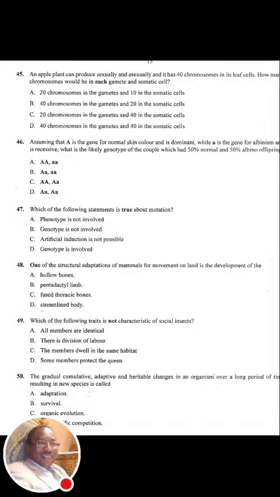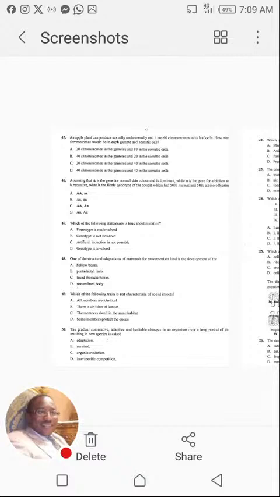Then we have our last question for today. Number 50. The gradual, cumulative, adaptive, and heritable changes in an organism over a long period of time, resulting in new species, is called A, adaptation, B, survival, C, organic evolution, and then D, interspecific competition. The correct answer is organic evolution.